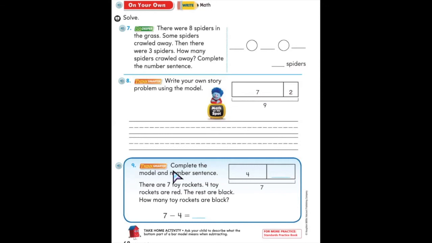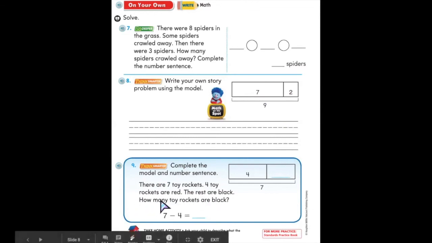Number 9 says, complete the model and number sentence. There are 7 toy rockets. 4 toy rockets are red. The rest are black. How many toy rockets are black? And we have our subtraction sentence and our bar model.